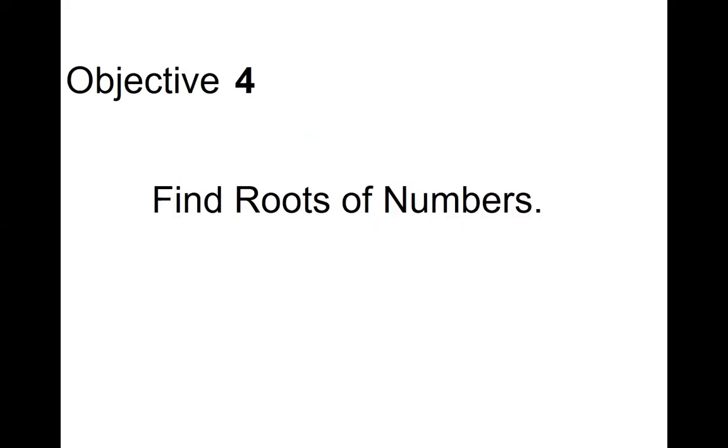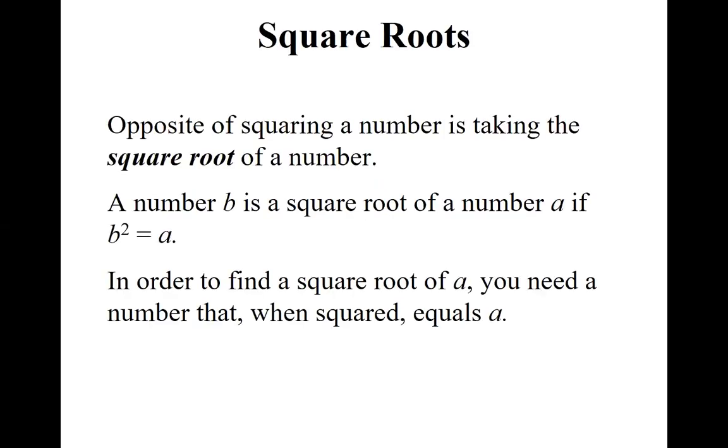Objective 4 in this topic is find roots of numbers. So what is a square root? Well, it's the opposite of squaring a number. Taking the square root is the opposite of squaring. A number b is a square root of a number a if b squared equals a. In order to find a square root of a, you need a number that, when squared, equals a.